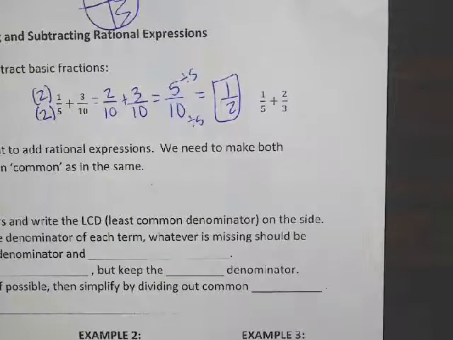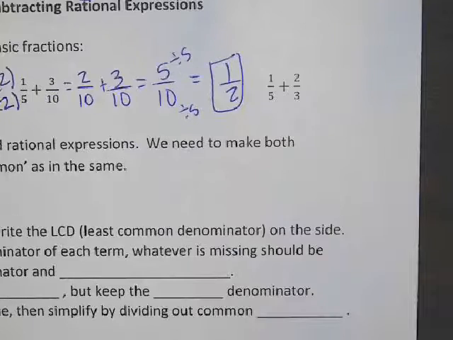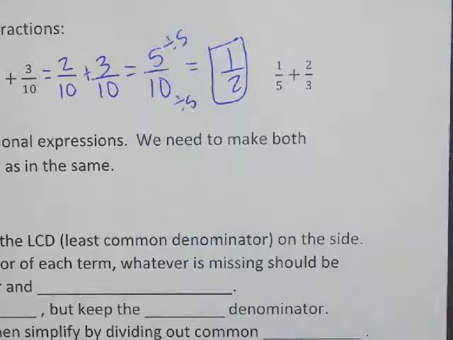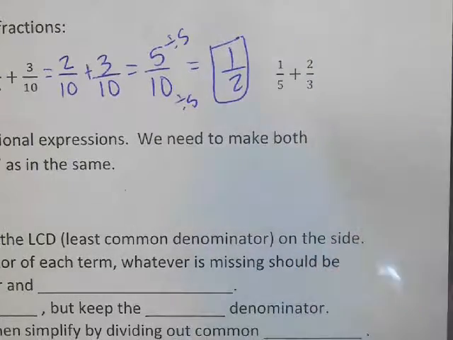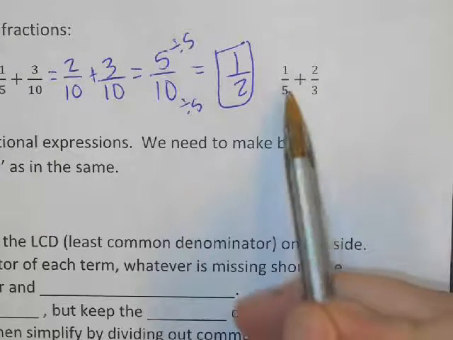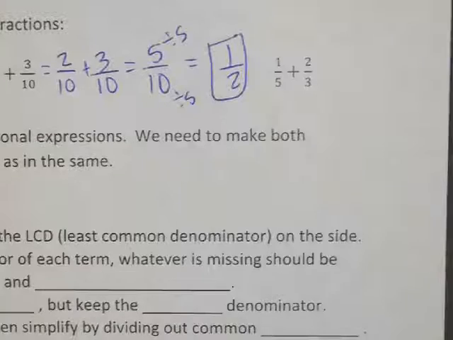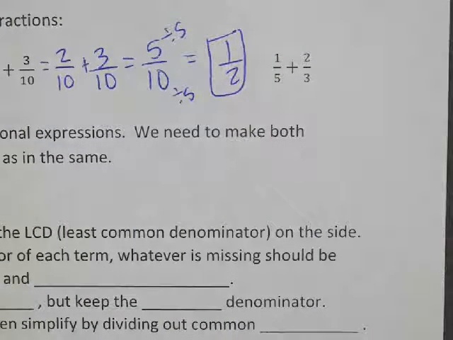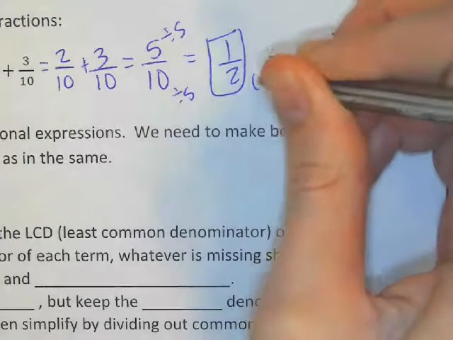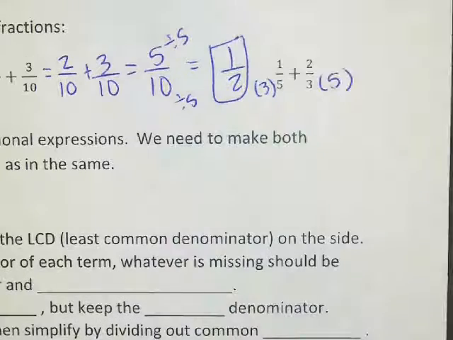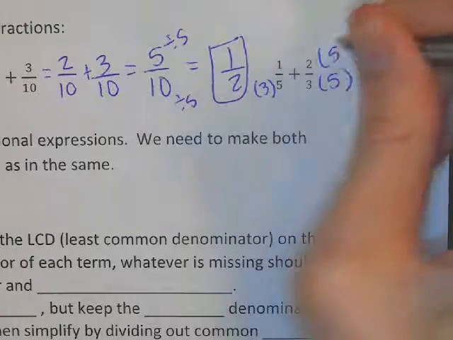Okay, so the next one we have 1/5 plus 2/3. Are fifths the same sizes as thirds? Then we need to make them the same. So can I multiply 3 by some factor to get 5? No. Can I multiply 5 by some factor to get 3? No. So then how do I get the denominators the same? Multiply by 3 and 5, by each other. So 3 is missing the 5, and 5 is missing the 3. But again, if we multiply the denominator, we also multiply the numerator.